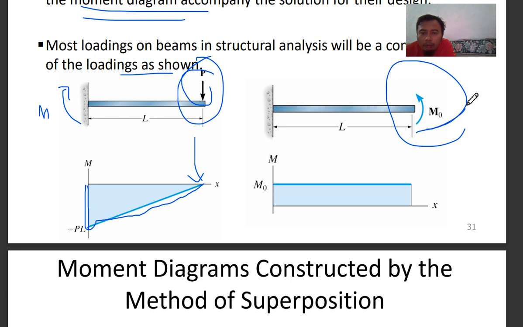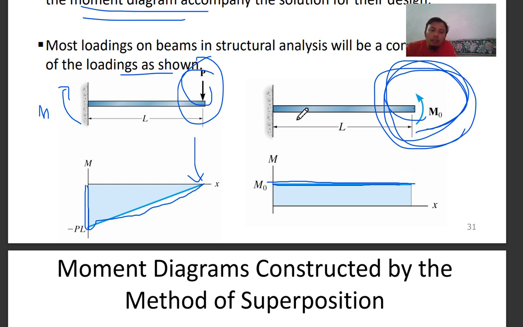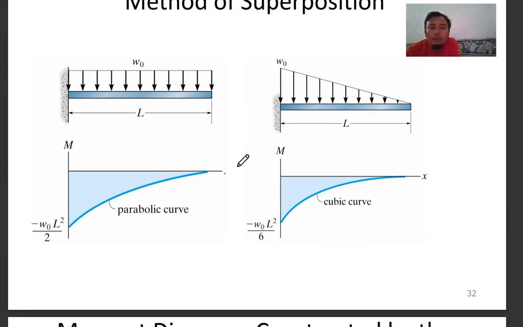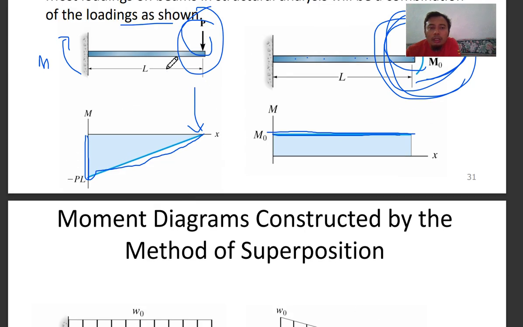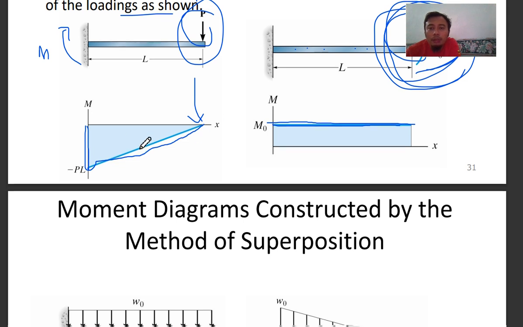If you have a point moment acting at the end, you get a constant internal moment acting within this beam. So that's why you have constant. The method of superposition is that you can combine these two into a single bending moment diagram. You add these two bending moment diagrams, and you get the resultant bending moment diagram.